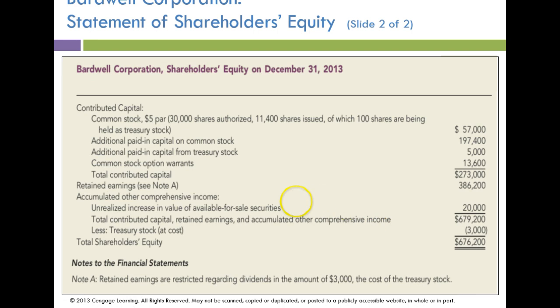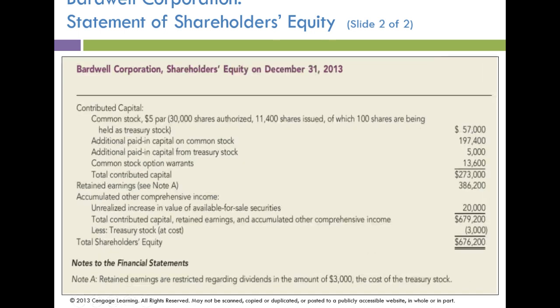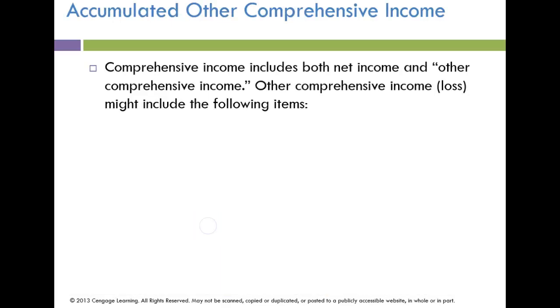So basically, here's part 2 of the slide showing the breakdown of how the stock is laid out here. With our common stock, we're showing the par value. We're showing the additional paid in stock, the additional paid in from treasury, the option warrants, the capital, retained earnings, and then the other comprehensive income. So it's this exact same information displayed in this manner. Okay? It's the same information, but this is how it's displayed on the financial statements.